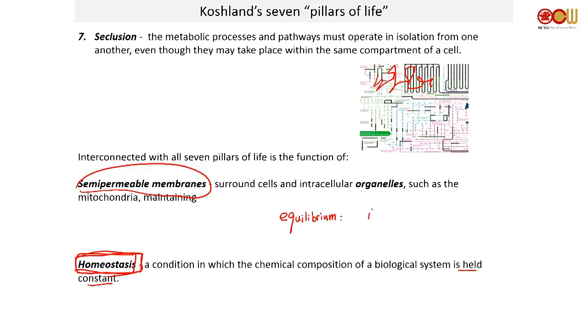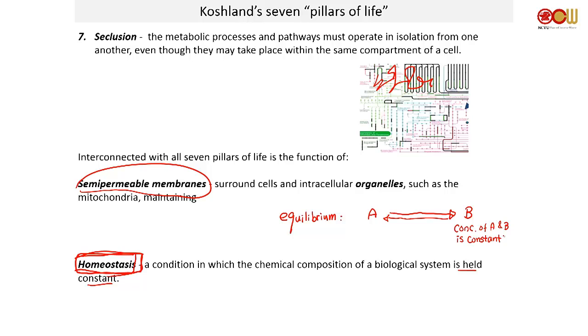Equilibrium means you go A to B, and then B back to A. So this is an equilibrium. The concentrations of A and B are constant. However, this cannot happen in life.